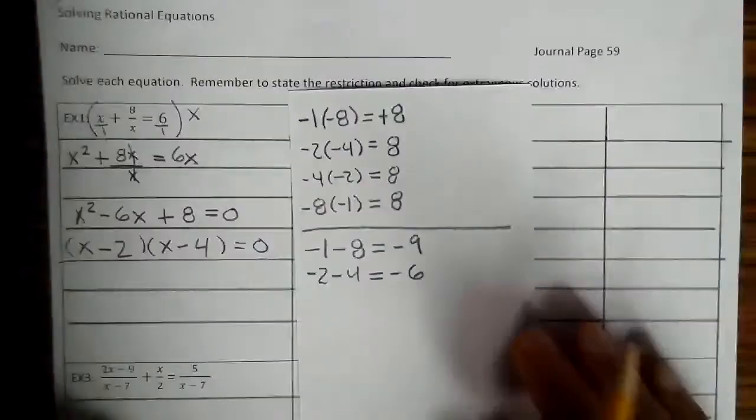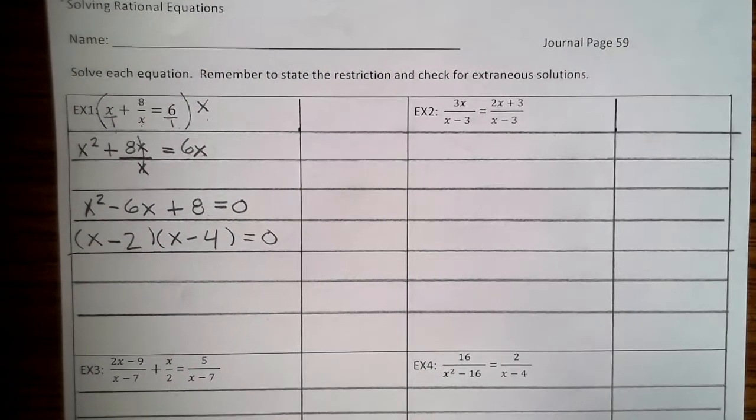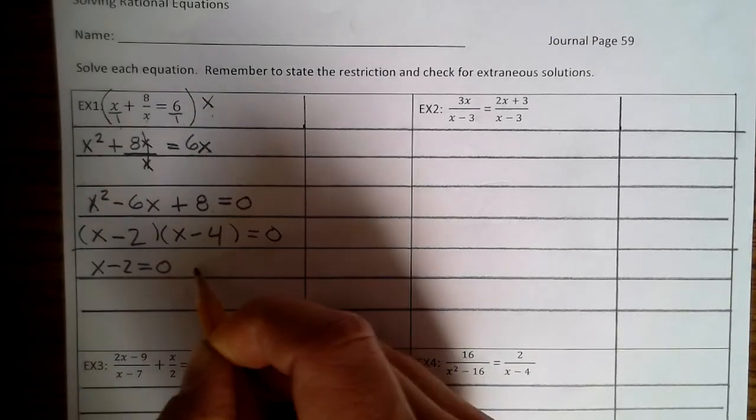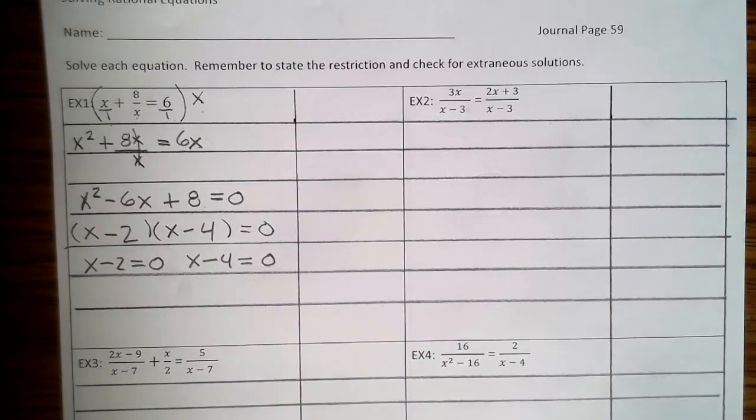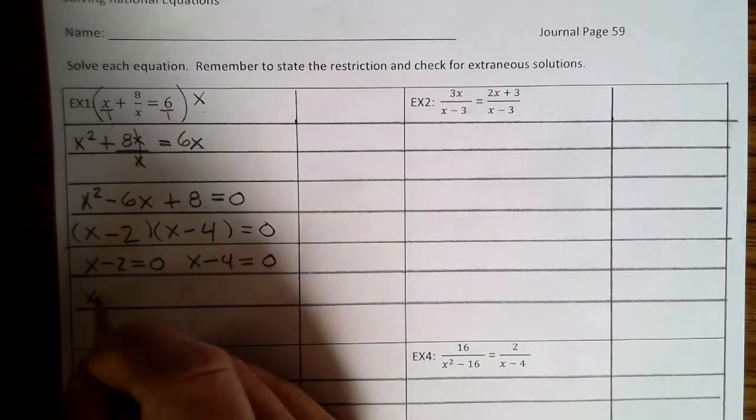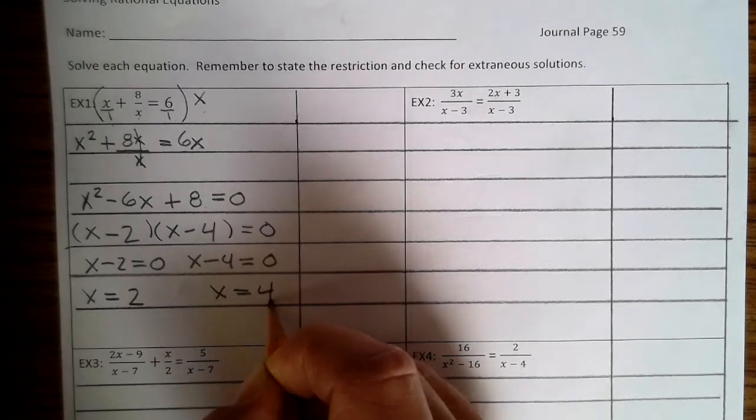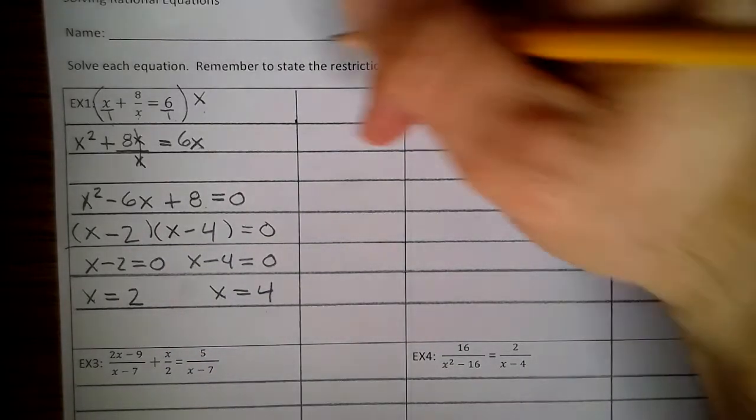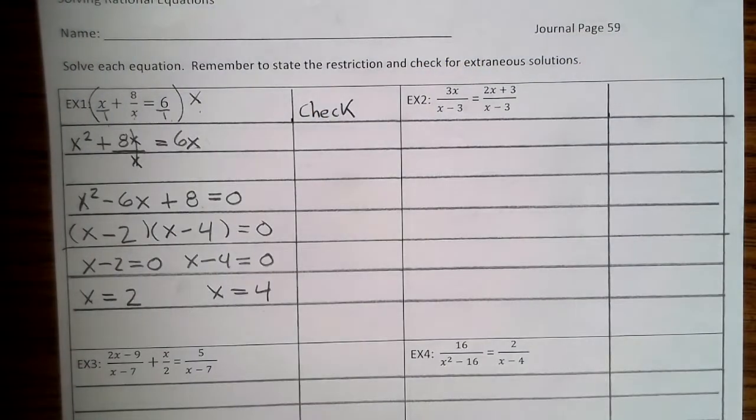Okay. So now we set each of these equal to 0. So x minus 2 equal to 0 and x minus 4 equal to 0. So that's x equals 2 and x equals 4. Okay, now we need to check. And let's check x equals 2 first.